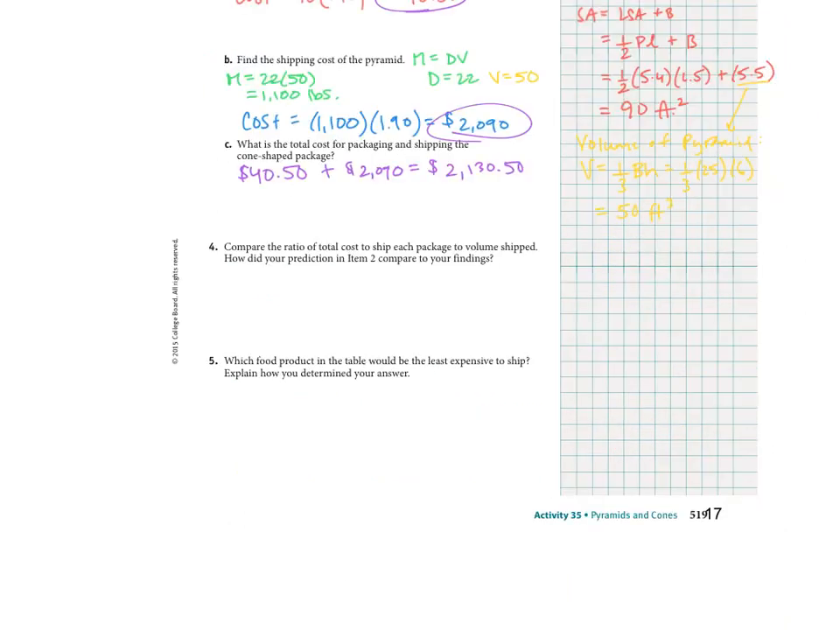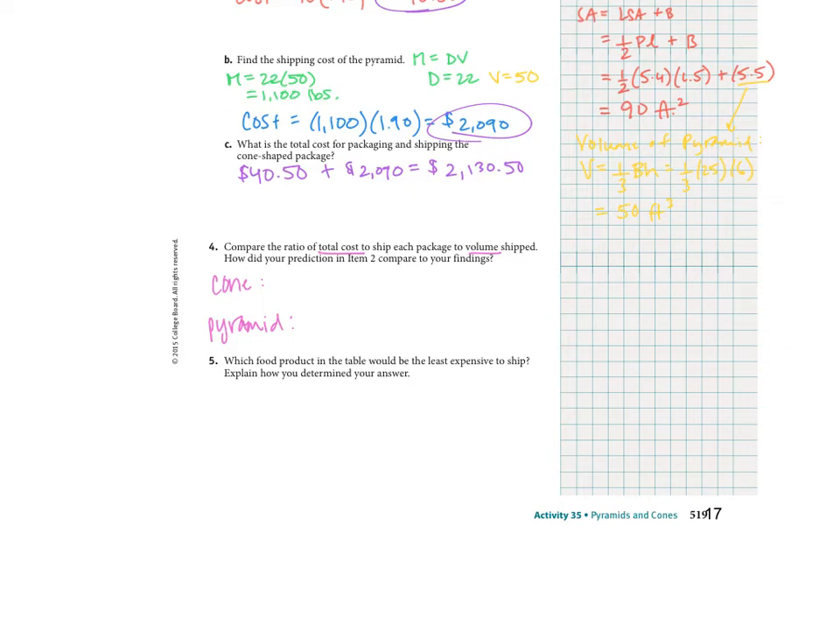We're going to compare the ratio of the total cost to ship each package to the volume shipped. So we're going to do that with the cone, and we're going to do that with our pyramid. That means we have to take whatever the total cost to ship it is and compare it to the volume. I'll reference back to the other pages so you don't have to flip back and turn the page in your textbook or your digital textbook.